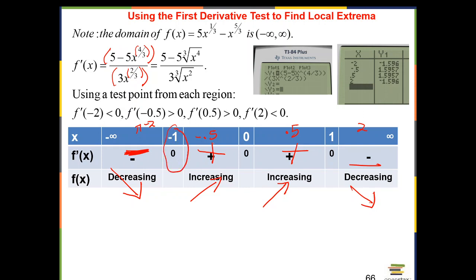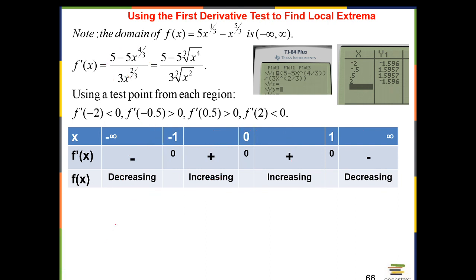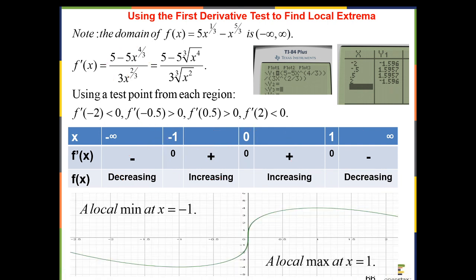We have a local min. At this point, we don't have a local min or local max, right? Because the derivative doesn't change sign. And at this point, we have a local max. So that is how we figure out what's going on.